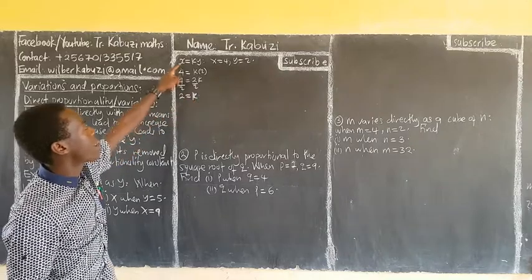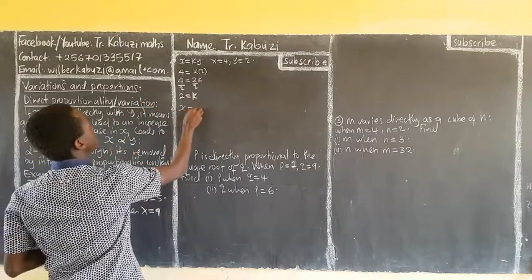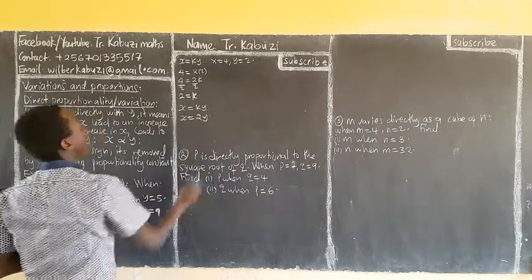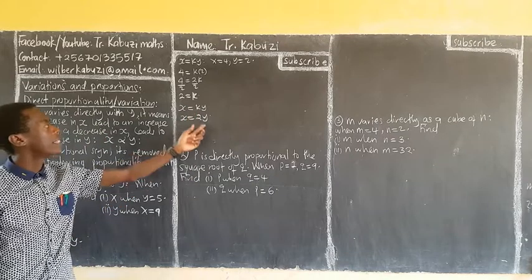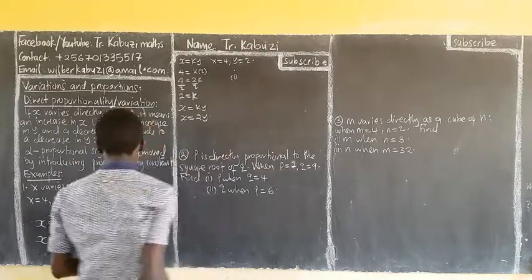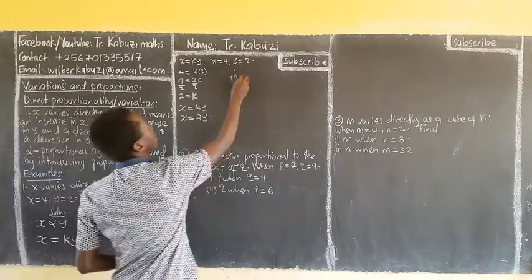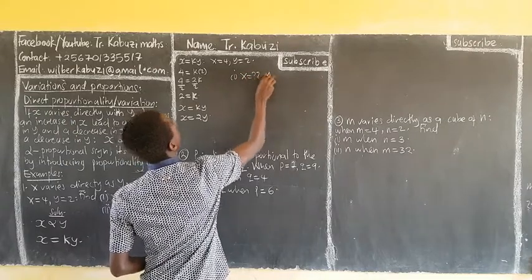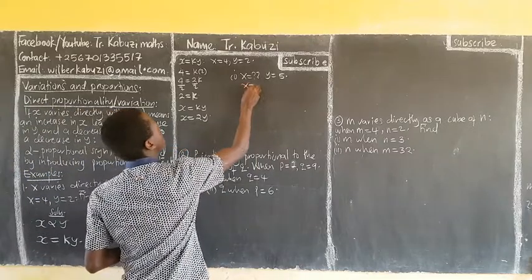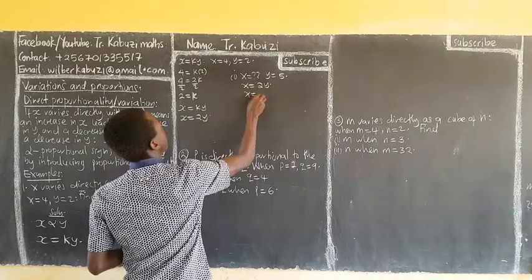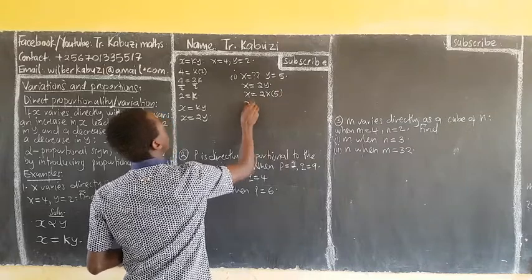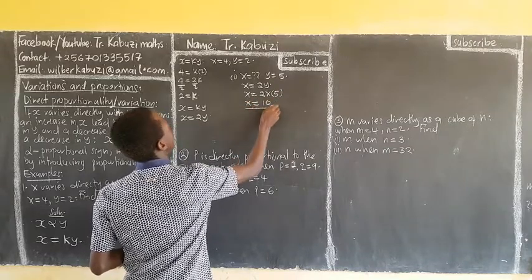So now you have the value of k. After getting the value of k, you write the formula again. So your x is equal to ky. But your k is 2, so x now becomes 2y. As simple as that. Now I have the value of k. They are asking you to find x when y is 5. So you just substitute in this formula. You know that x is equal to 2y. So x will be 2 times the value of y, which is 5. So your x will be 10.